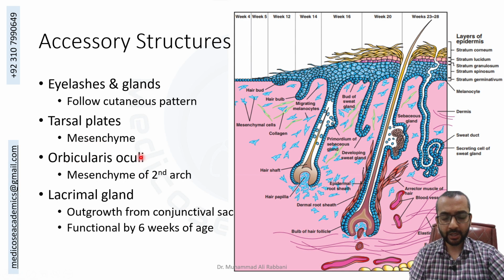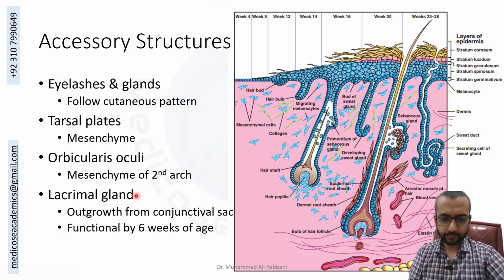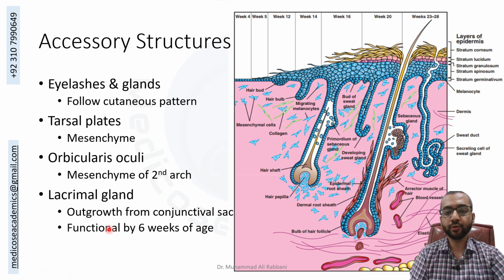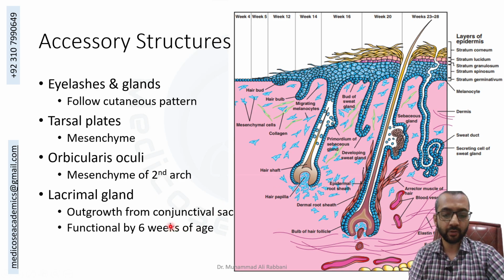The orbicularis oculi muscle that is present inside the eyelid is developed from the mesenchyme of the second pharyngeal arch, and also supported by the nerve of that arch too, that is the facial nerve. And the lacrimal gland is developed from the outgrowth of the conjunctival sac. So the lacrimal gland develops from here. As it was an extension of the surface ectoderm, any gland that is formed by this also will be developed from the surface ectoderm.